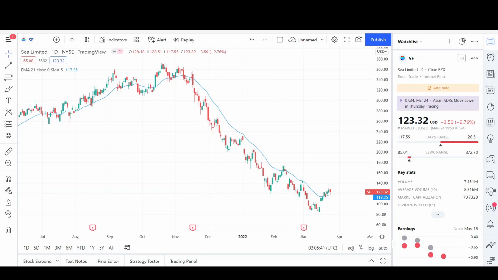So I'm back at it again, looking at another international stock. Previously I looked at Coupang, now I'm looking at C Limited, which is located in Singapore. It's an e-commerce company as well.